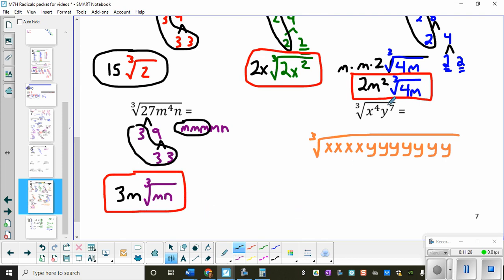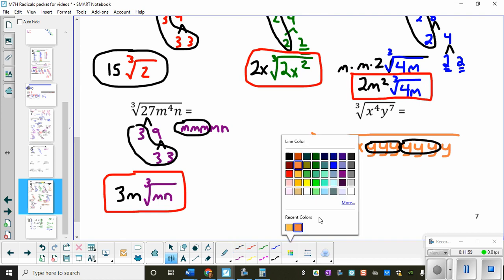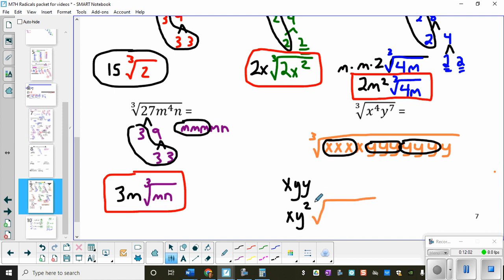And last but not least here, there's no number under the radical. It's just an x to the 4th and y to the 7th. So if I have x to the 4th power, I listed that out here, and here's my y to the 7th power. So again, when we're trying to find the cube root, we're going after triplets. So x comes out. Here's a y that comes out. And then another y that's going to come out here. So what we took out was an x and then a y squared. And then what we're going to leave inside the radical here is going to be times the cube root. We have an x and then a y.